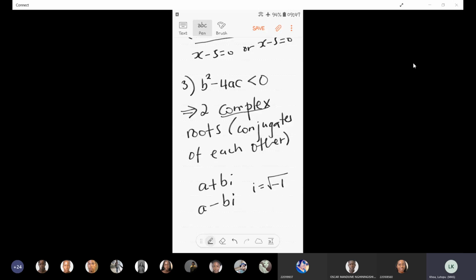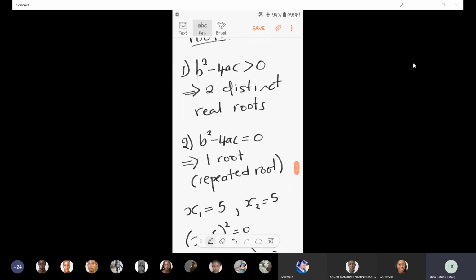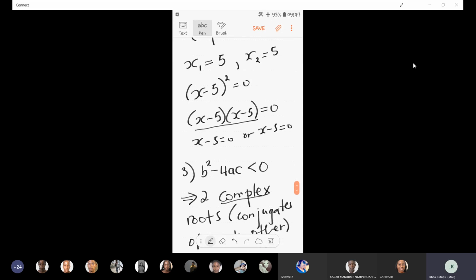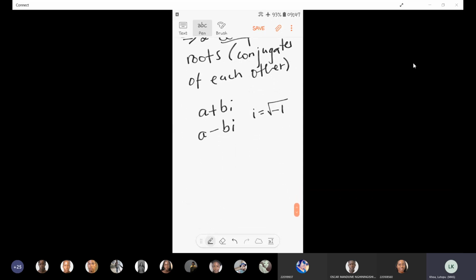So these are the three possibilities that we can get. There's nothing else. Either your discriminant, which is a number, is greater than 0, equal to 0, or less than 0. And then from there, you should be able to tell me how many roots you have without working them out, and the nature of those roots.